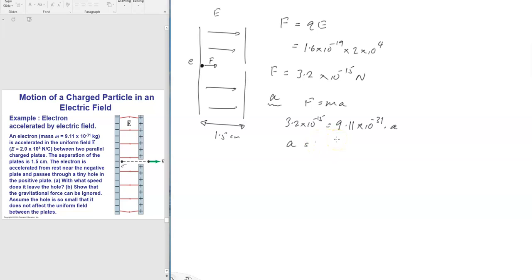Right, need the calculator for that. 3.2 divided by 9.11, 0.35. 10 to the 15 divided by 10 to the 31 gives 10 to the 16, so it can be written as 3.5 times 10 to the 15 meters per second squared. A very high acceleration. Extremely high acceleration.